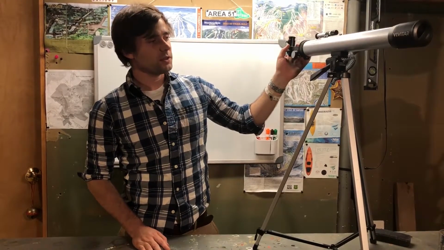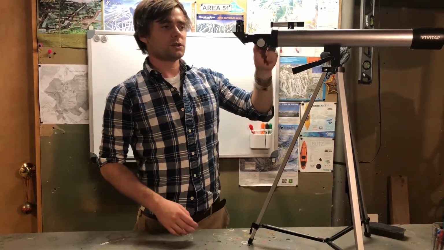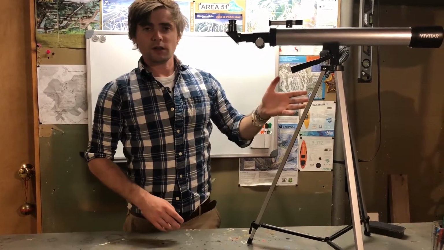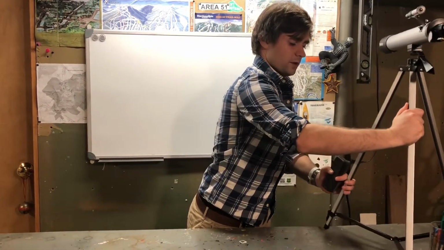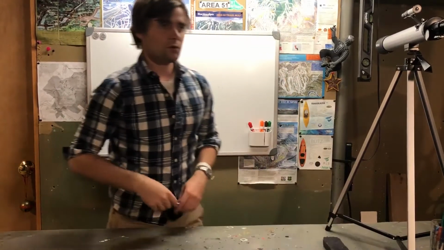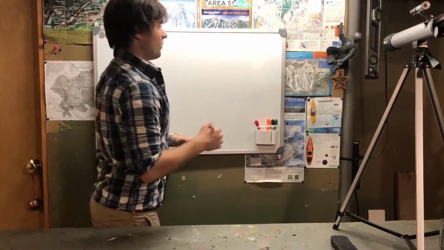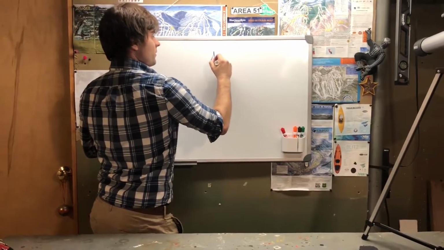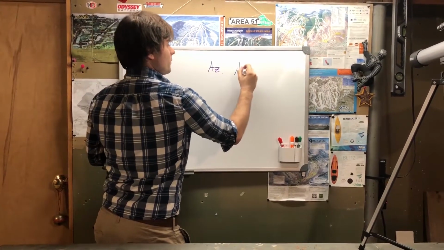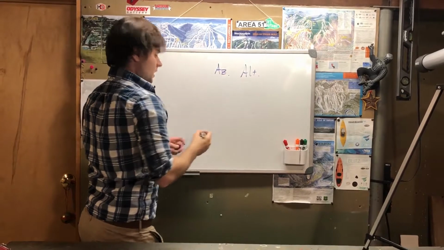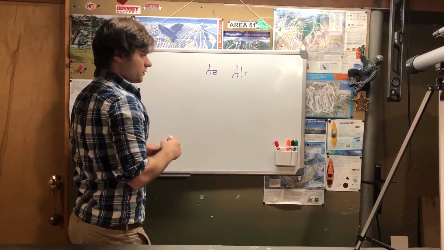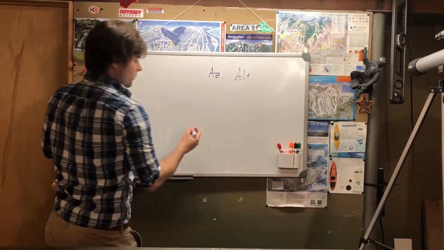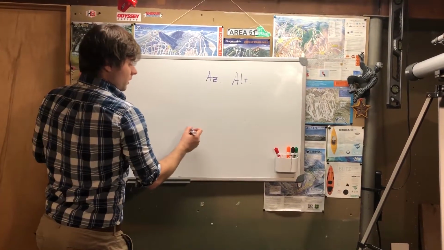But once you get it set up like this and you focus it on a distant object, you're ready to go out in the night sky and start looking for things. Now, on Stellarium, they're going to give you two sets of coordinates for the most part. They're going to give you azimuth and altitude. All right?